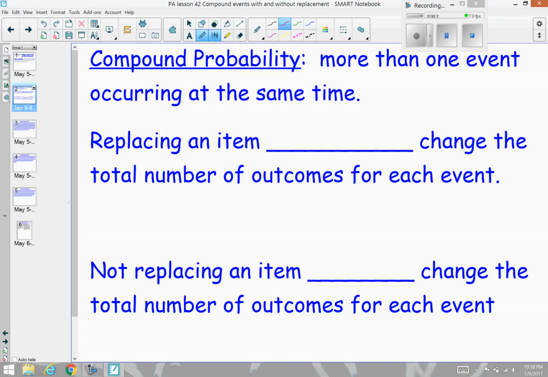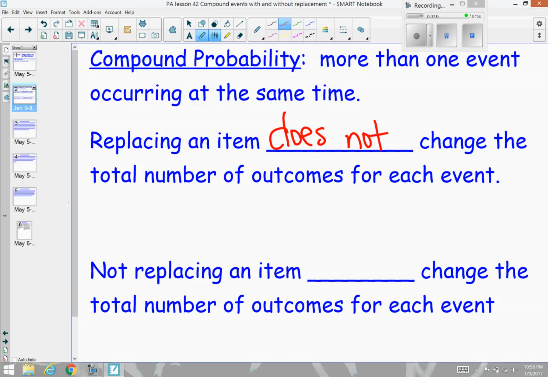If you remember from our study with compound probability, that's when more than one event is occurring at the same time or simultaneously. We're looking at what would happen to the total number of outcomes when we either replace an item or don't replace an item. For instance, when we're replacing marbles into a bag after choosing one or two from that bag. So when we replace the item into a bag, what would happen to the total number of outcomes for each event? That's right, it does not change.